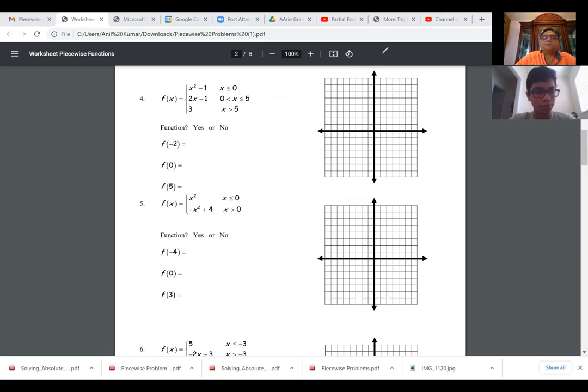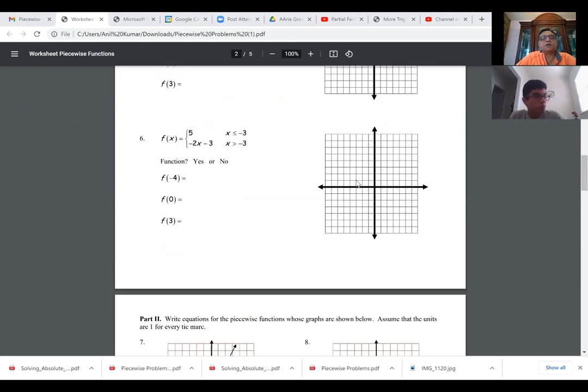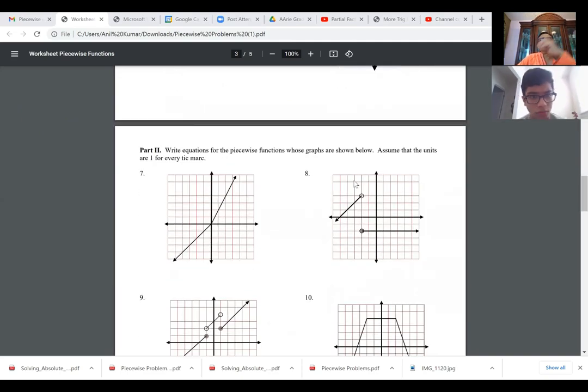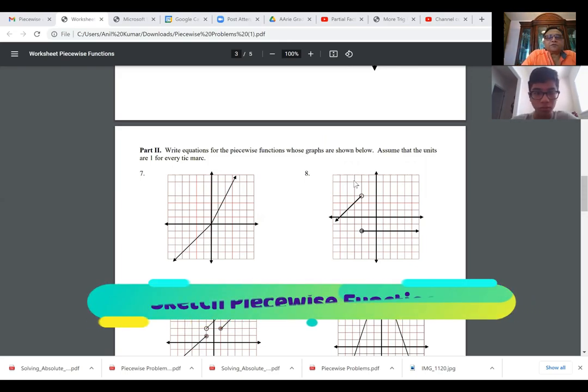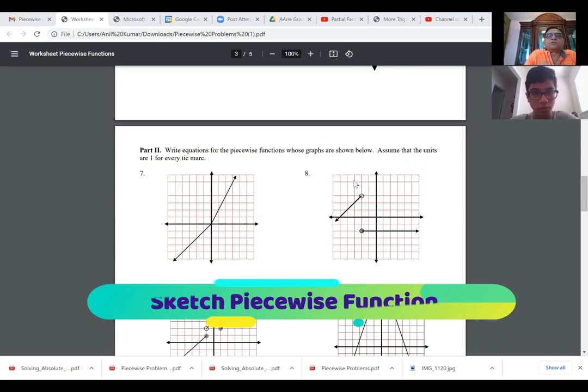Correct. So let me just move the screen and see other questions. Question number 6. Can you do this question? Yeah, no issues. Let's move to part 2. And part 2, can you please read question number 7? Write equations for the piecewise functions whose graphs are shown below. Assume that the units are 1 for every tick mark. Perfect. So will you answer the first one? So what is the answer for first one? Tell me.